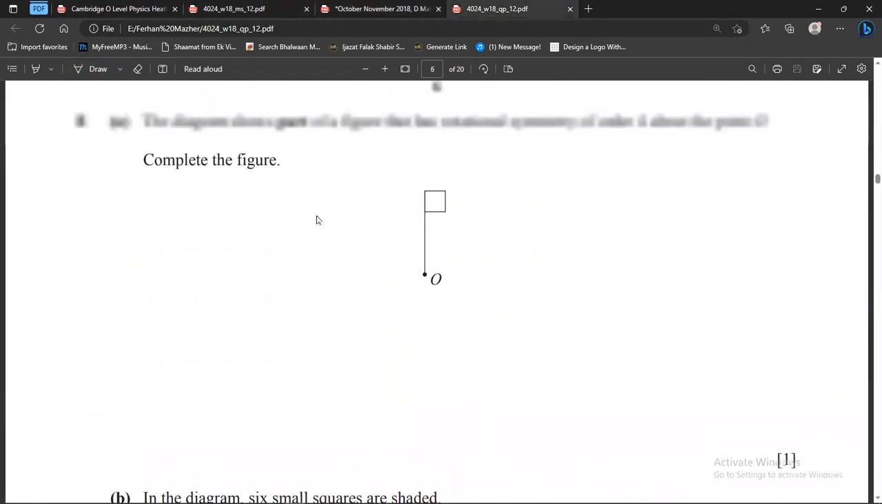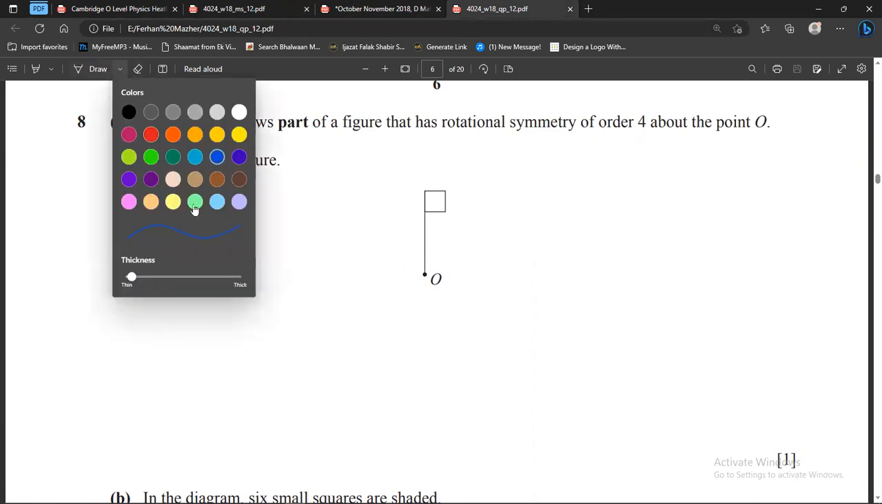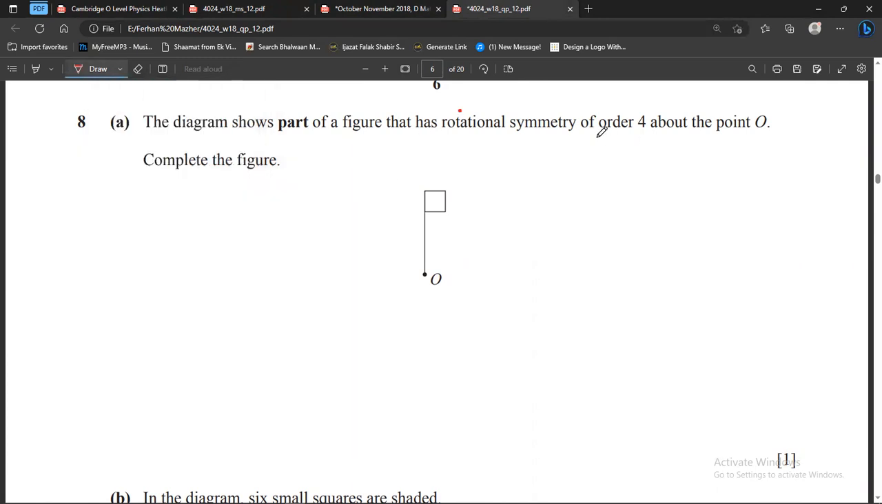Okay, so here we have question number 8, A part. The diagram shows part of a figure that has a rotational symmetry, and the order of the rotational symmetry is 4. Complete the diagram. So complete here 4 blades. So one is this, one will be here, one will be here, and one will be here, because the order of rotational symmetry is 4.